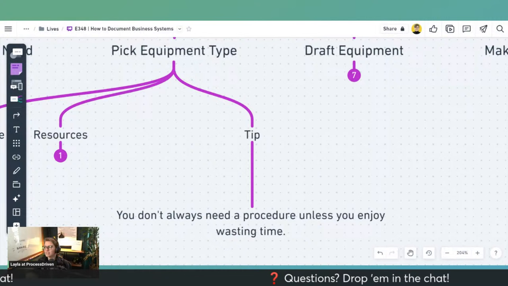And that's the same thing when it comes to these procedures. We don't want to have the same type of equipment for everything unless we just enjoy wasting time.